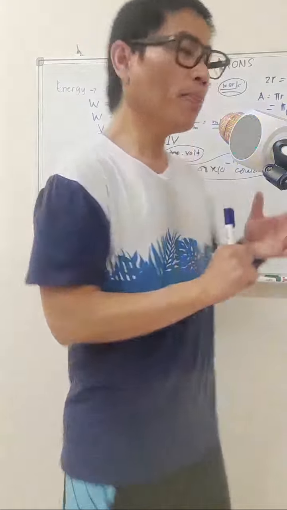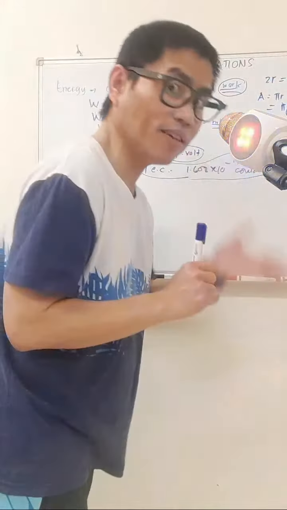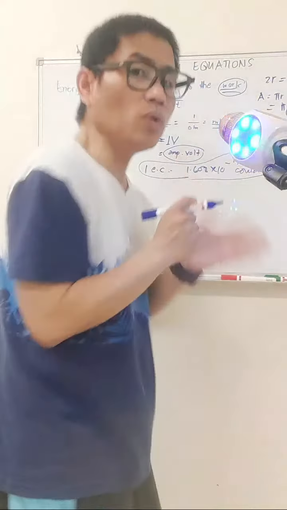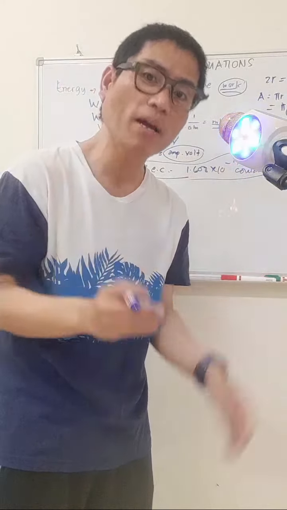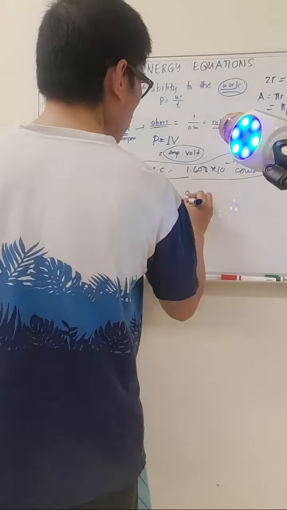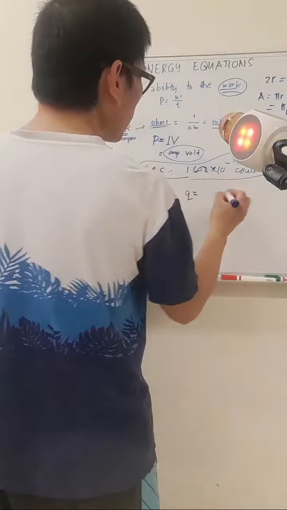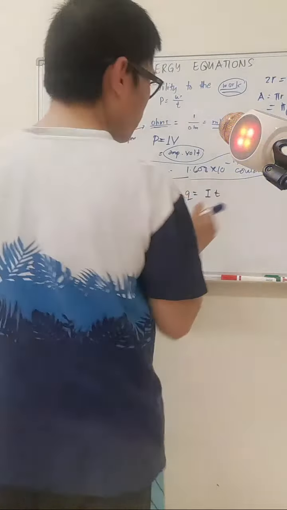Now, Mr. Coulomb, as a scientist, also discovered another formula. The symbol Mr. Coulomb gave for electric charge is small letter Q. So electric charge Q is equal to the current times the time.